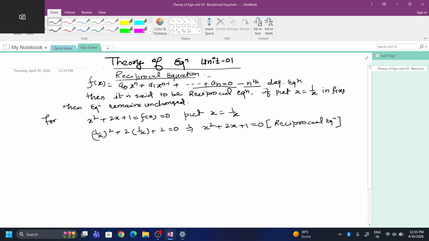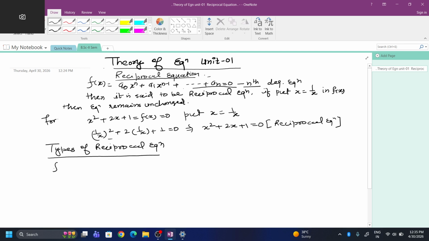So what is the use of this reciprocal equation? To transform higher degree equations. They are not simplified in the simple way, but can be changed into a reciprocal equation, and then after that we simplify. So there are so many types. Here we discuss the types of reciprocal equation.